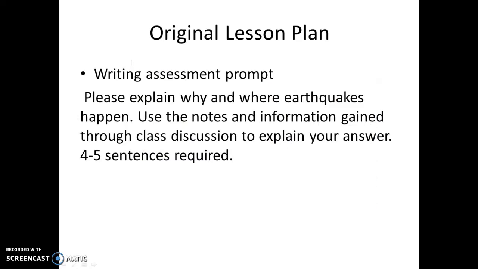After that they would do the writing assessment prompt, which goes like this: please explain why and where earthquakes happen using notes and information gained through class discussion to explain your answers. Four to five sentences required. So a pretty simple assessment for the original lesson plan.